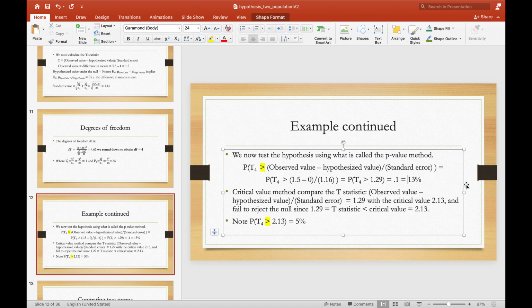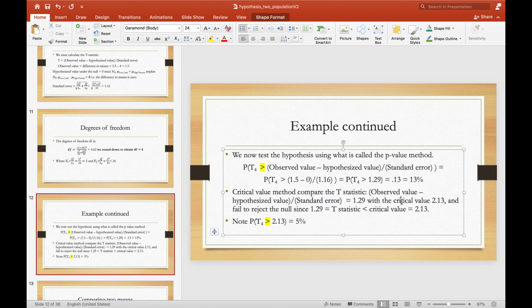And this is equal to, excuse me, this should have been 0.13, equal to 13%. And so we would fail to reject this at the 10% level of significance. Another method would be to compare the t-statistic to the critical value of 2.13.